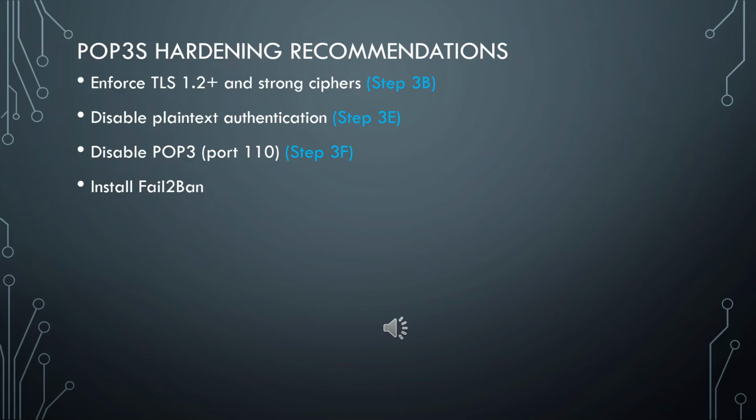For this slide, I have three hardening recommendations. The first is to enforce TLS 1.2 plus and strong ciphers, disable plaintext authentication, disable POP3 on port 110, and install Fail2ban.